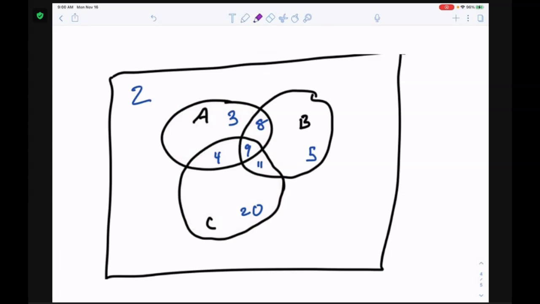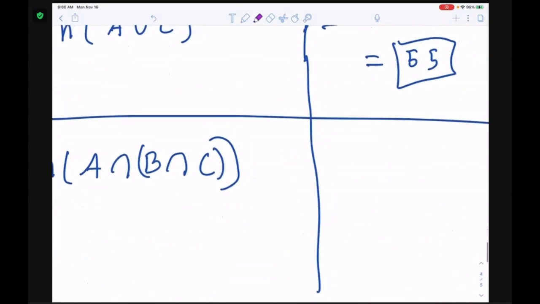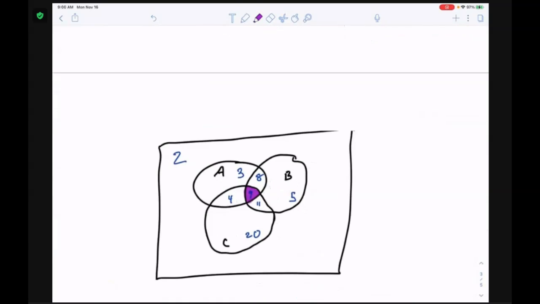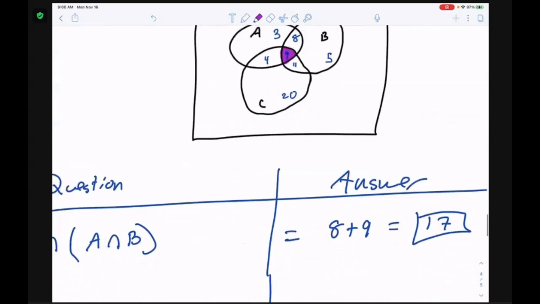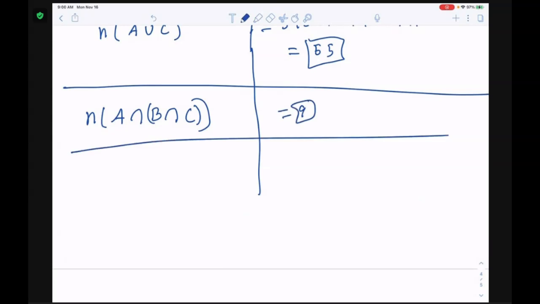This region right here is the region that is intersected by all 3. It's in circle A, it's also in circle B, and it's in circle C. So this is an example of a problem that is utilizing all 3 sets. Okay? So the answer here is 9. Okay?